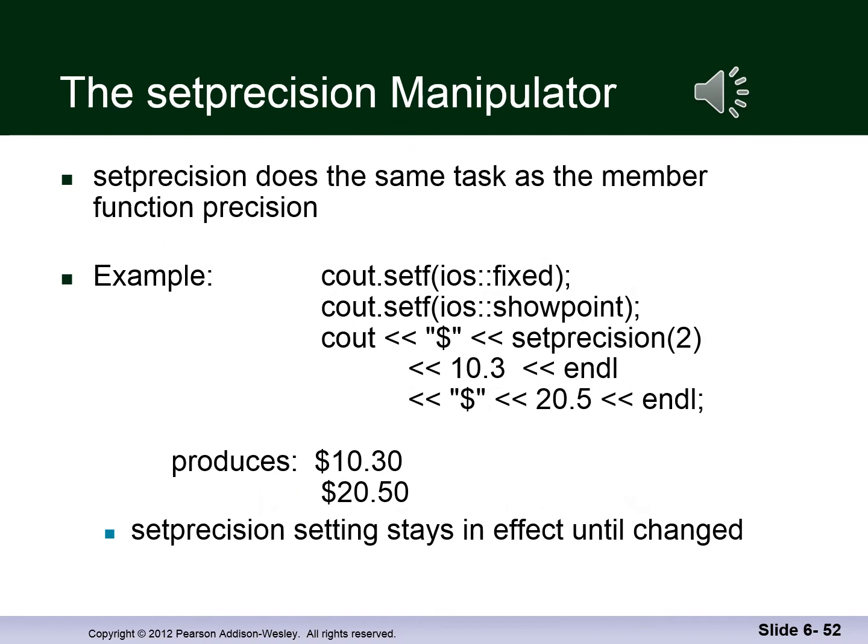Here's another example of the setprecision, another manipulator called setprecision. And it calls the member function precision. And here we use setf to set fixed point and to show the decimal place. And then we use the setprecision manipulator to output 10.30, set the precision to two significant decimal places to the right of the decimal point, to output 10.3 and 20.5 as currency.